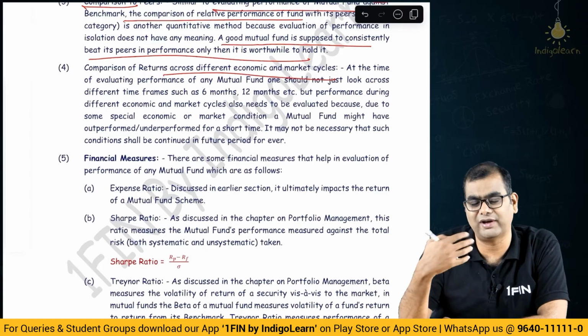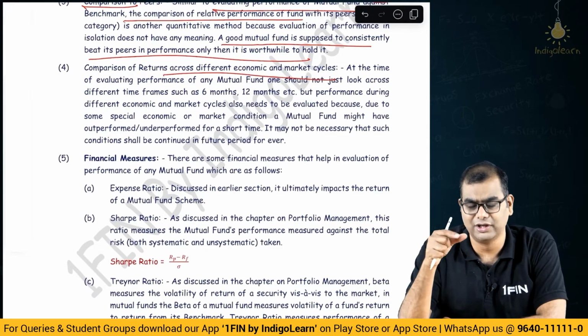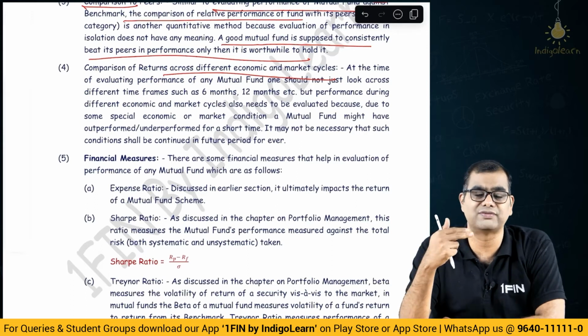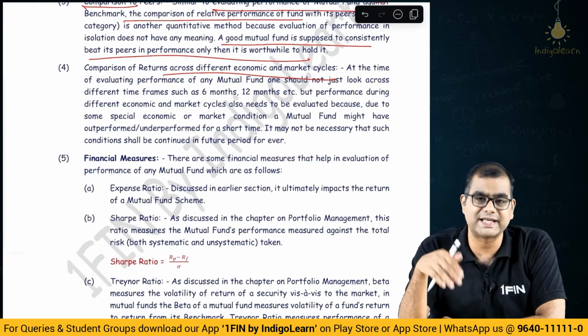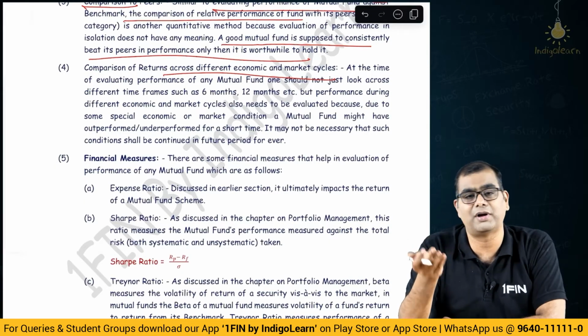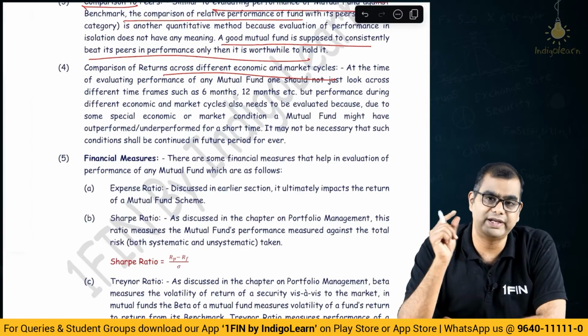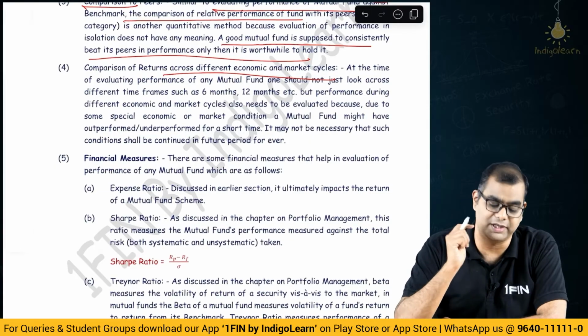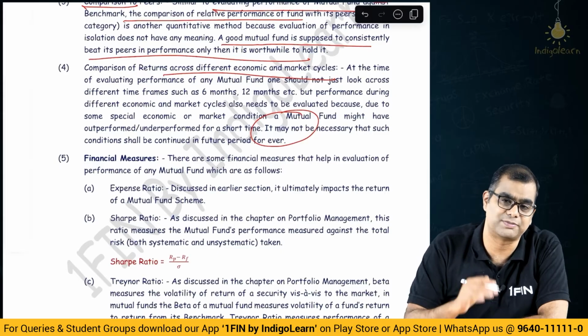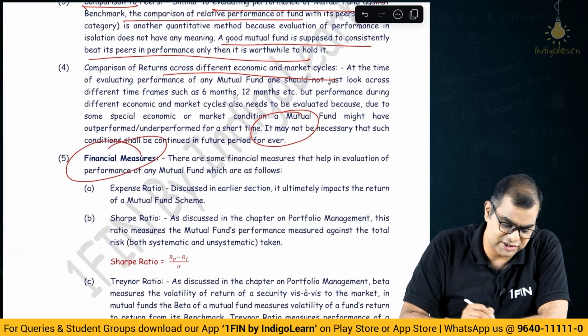So when you evaluate a mutual fund, you don't evaluate for 6 months, you evaluate performance over 6 to 12 months, but then you also look at returns over 3 years, 5 years. Why? You're more bothered about how many market cycles it has seen. In those cycles, how has it performed? How is its performance compared to various benchmarks and its peers? So you look at all of that and then take a decision whether this particular mutual fund has performed well or not. Then you also have financial measures.